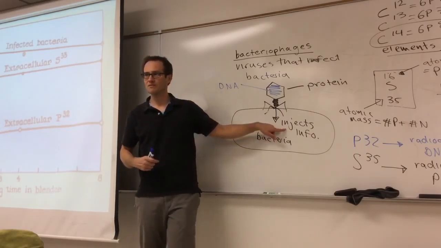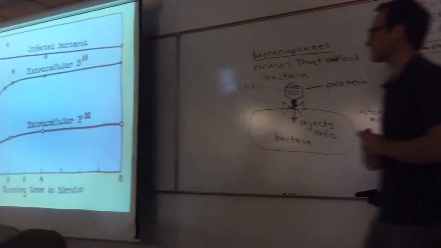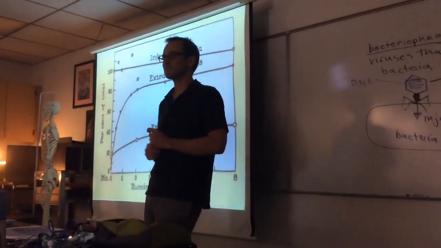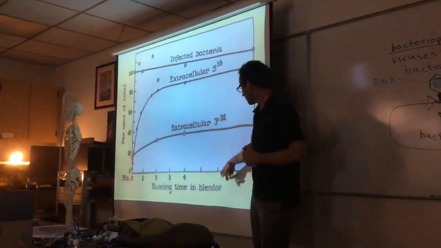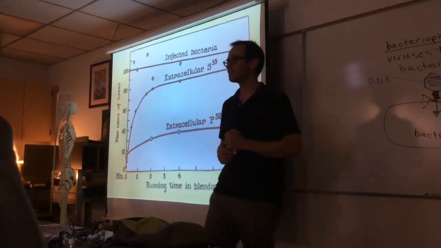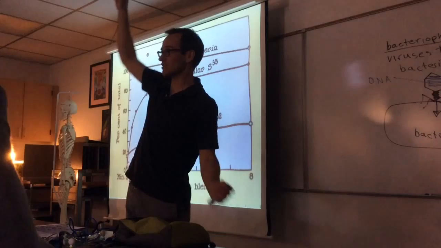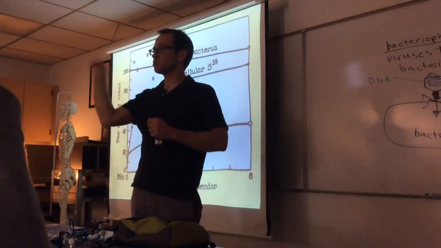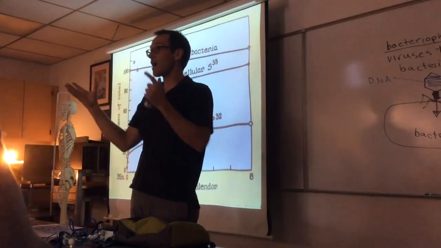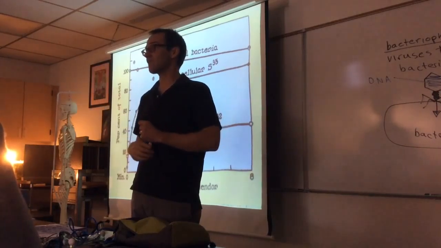Okay? So this is your experiment. When they violently shake it, what they do basically is put it into a blender, because the blender blades are really, really big compared to the size of the bacteria. So as you shear it around, you don't chop the bacteria up into little pieces. You just shake them violently and knock whatever's associated off.